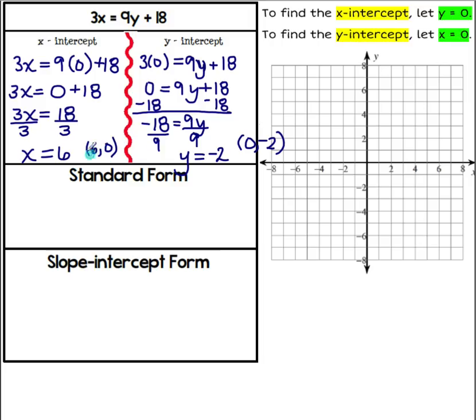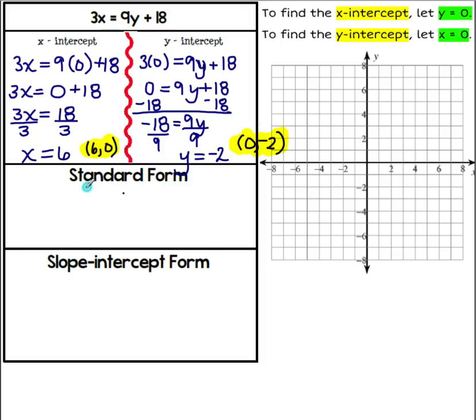So make sure that when you make the ordered pair, your x value here is the value that you found x to be, and your y value is 0, and your y-intercept is 0, negative 2. So just be aware of where you plug in those values.